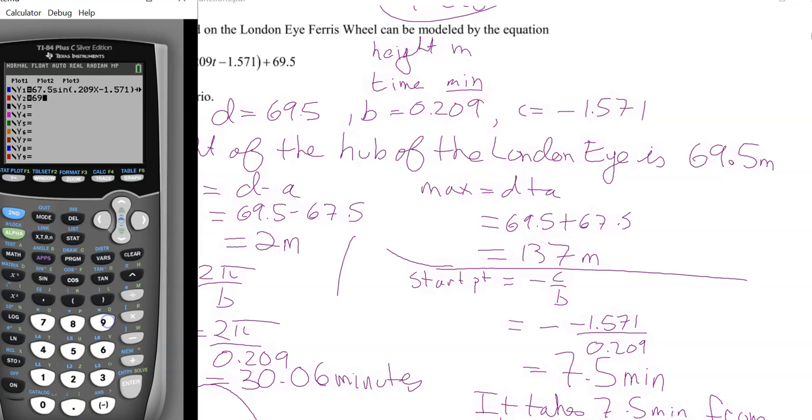And I always like to throw in the midline, so I'm going to do that. Window. Hey, we've done all the analysis, right? We know it takes 30 minutes to go around. So let's do 2 cycles. Let's go from 0 to 60. And we'll do that by 7.5. So every tick, we should start at the bottom. At 1 tick, we should see it hitting the midline. 2 ticks, the max. 3 ticks, back to the midline. 4 ticks, back to the bottom, etc.